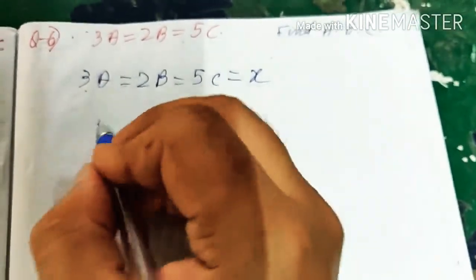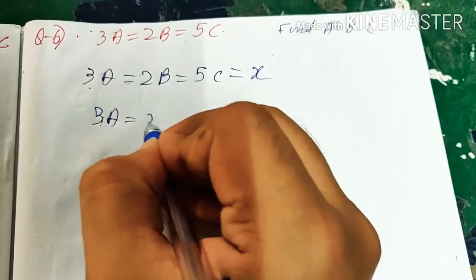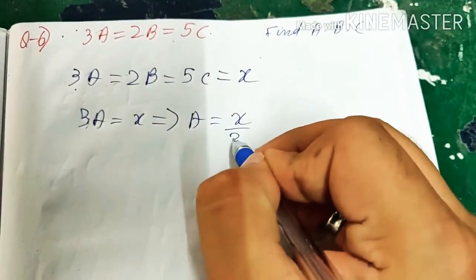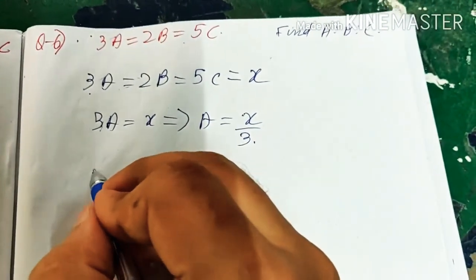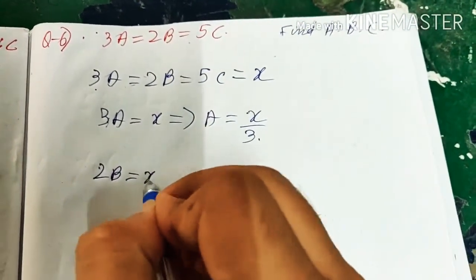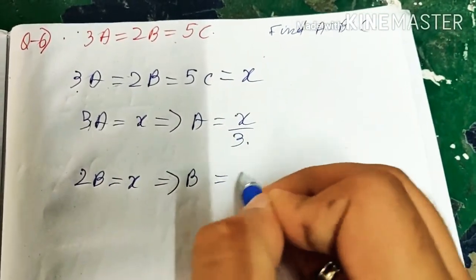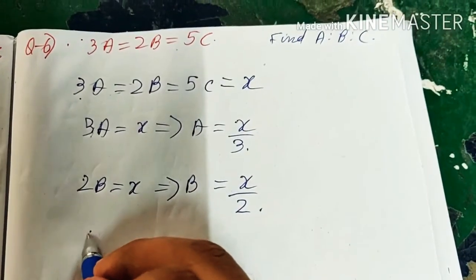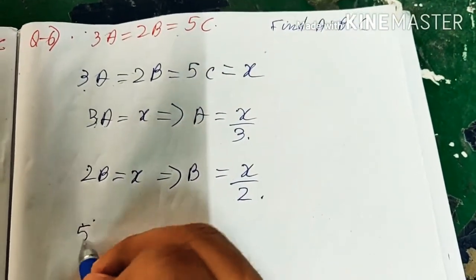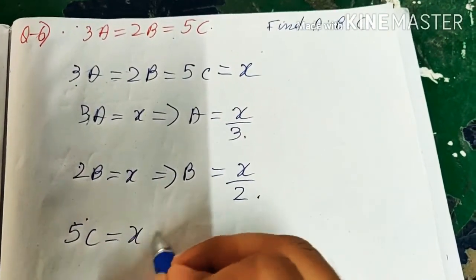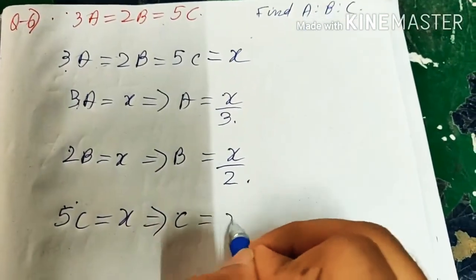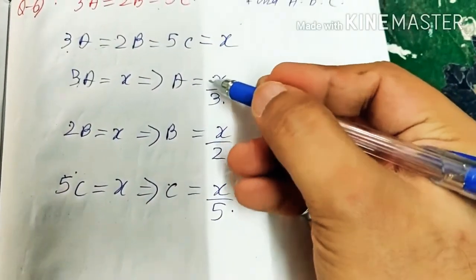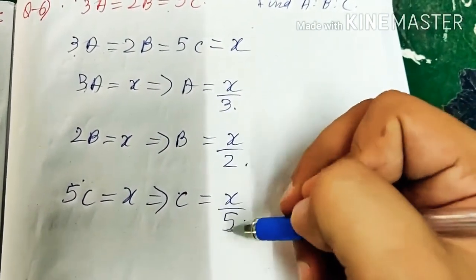That is 3A is equals to X. Now A can be written as X upon 3. Next, 2B was also equals to X, and B can be written as X upon 2. Now C, 5C is also equals to X, so C can be written as X by 5. So now you are given A equals X by 3, B equals X by 2, C equals X by 5.